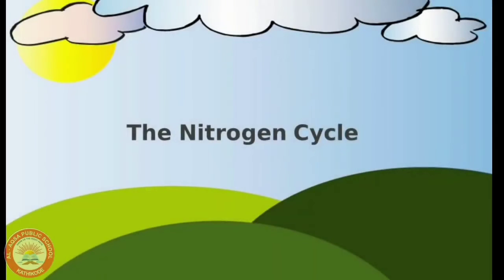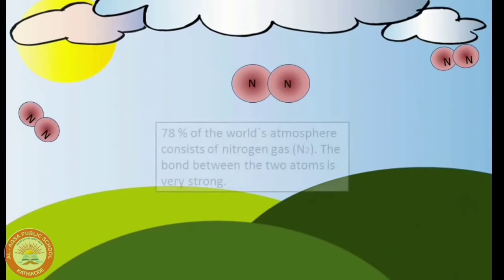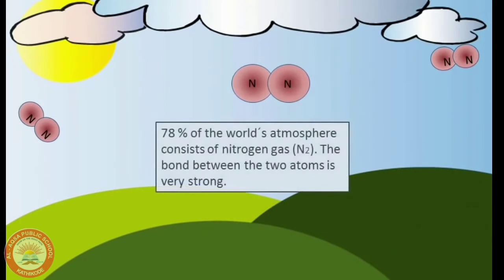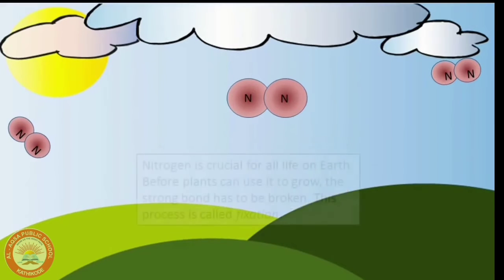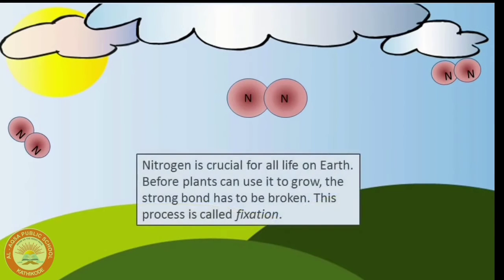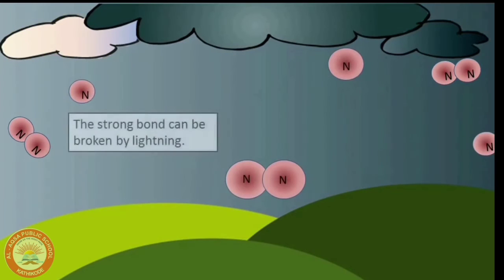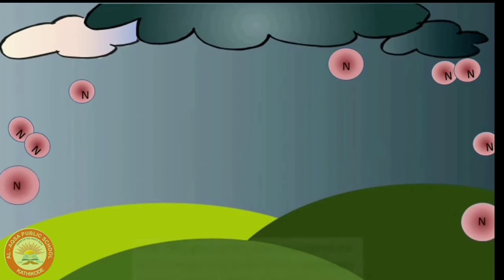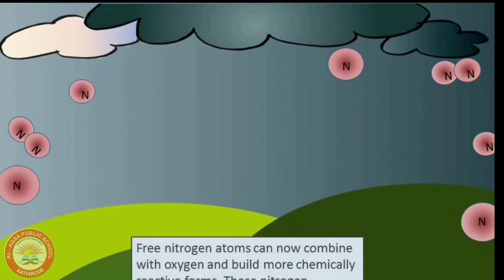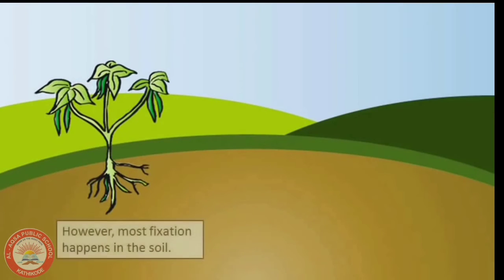We know that 78% of the atmosphere is formed of nitrogen gas. We have already seen that atmospheric nitrogen cannot be used by plants. It should be fixed first, only then can the plants use it. Let us see how it is being fixed. Let us see nitrogen fixation by lightning. The energy from the lightning will break the nitrogen molecules and the free nitrogen atoms will combine with oxygen and form nitrogen compounds that can be used by plants.